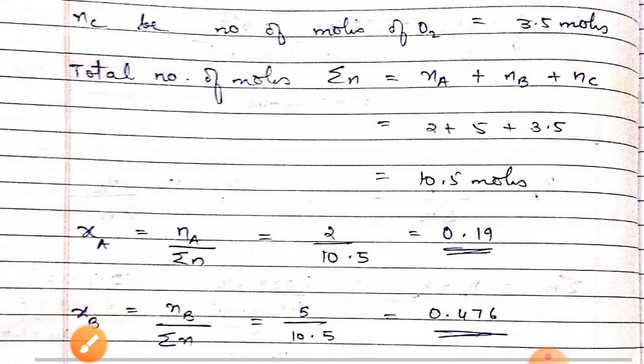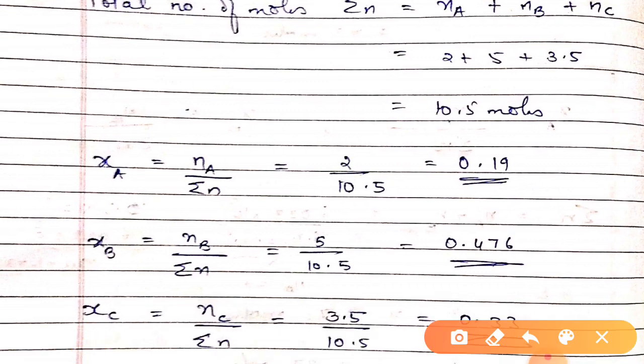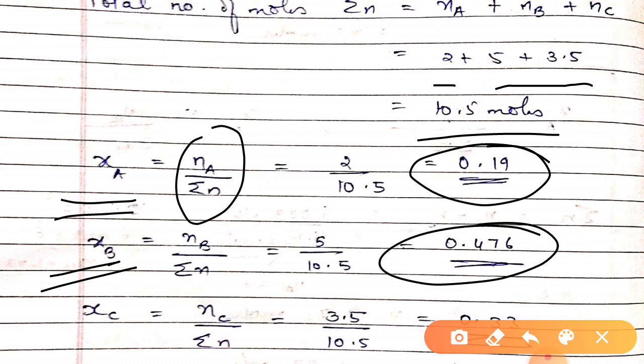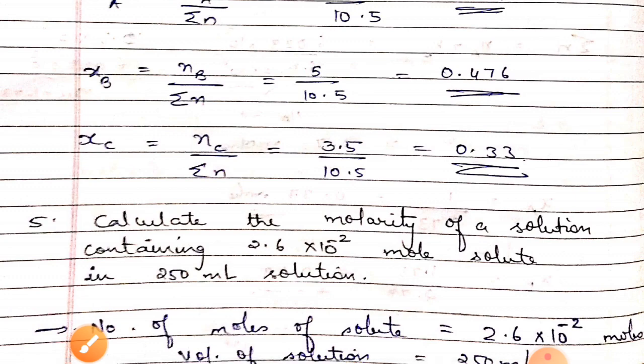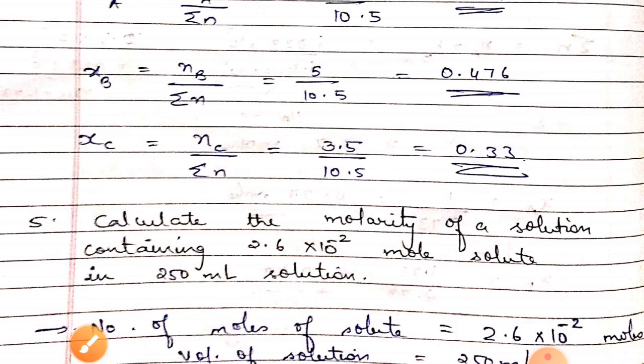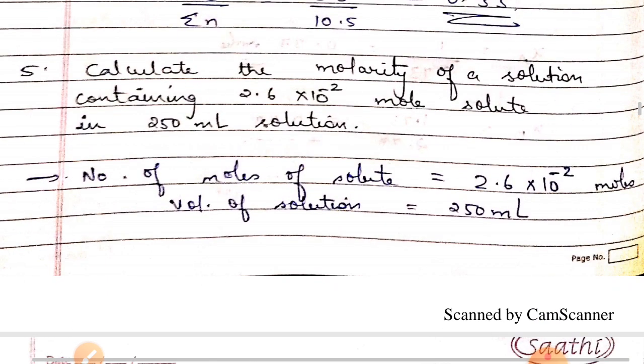So total number of moles is equal to Na plus Nb plus Nc, which is equal to 2 plus 5 plus 3.5, that is 10.5 mole. So what is Xa? Na upon sigma n, that is 2 by 10.5, 0.19. Xb is Nb upon sigma n, that is 5 by 10.5, which is 0.476. And Xc is equal to Nc upon sigma n. Nc is 3.5 by 10.5, that is 0.33. So this is the question to find the mole fraction.